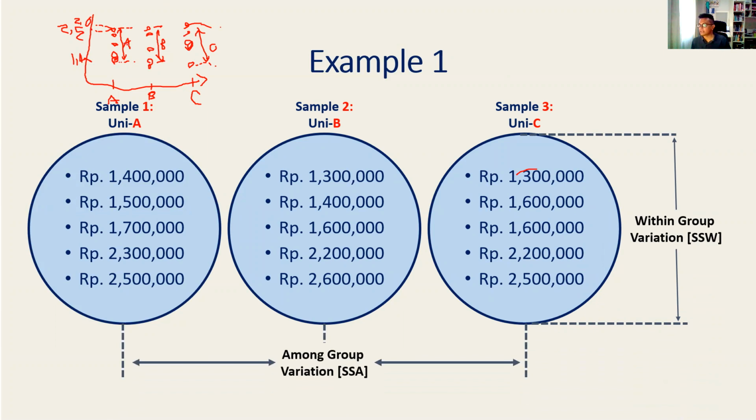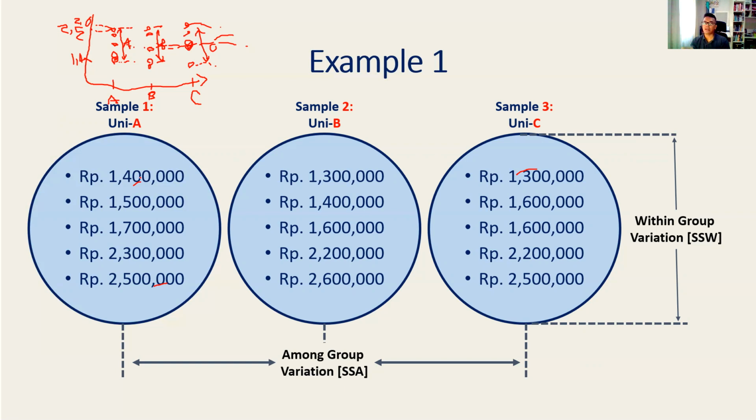Here we can see that the central tendencies are pretty much similar between A, B, and C. Let's see, 2.5 million and 1.4. If we divide it, maybe the center point, the average value, is about 2 million, and for University A and University B also the average value is about 2 million. So the mean differences among the different samples are pretty much similar in example 1. But let's see another example.